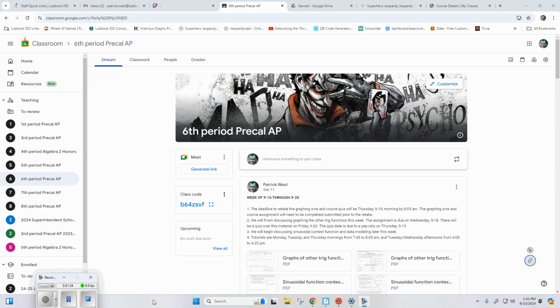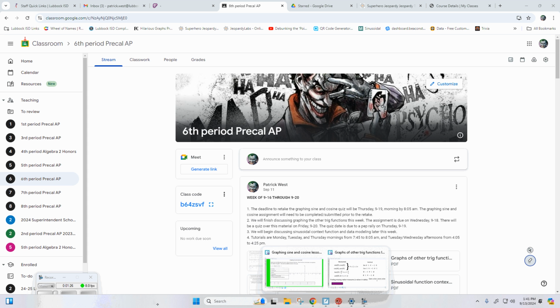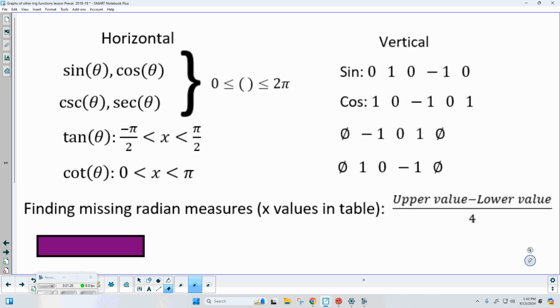Okay, so let's take a look at what we got here. I went ahead and put together this little summation. This is basically everything we've done so far, because when we graph these trig functions, remember we look at it horizontally and vertically. For horizontally, we create a compound inequality, and we have boundaries depending on what you're graphing. Sine and cosine, and what you're about to find out, cosecant and secant, their boundaries are going to be 0 and 2 pi.